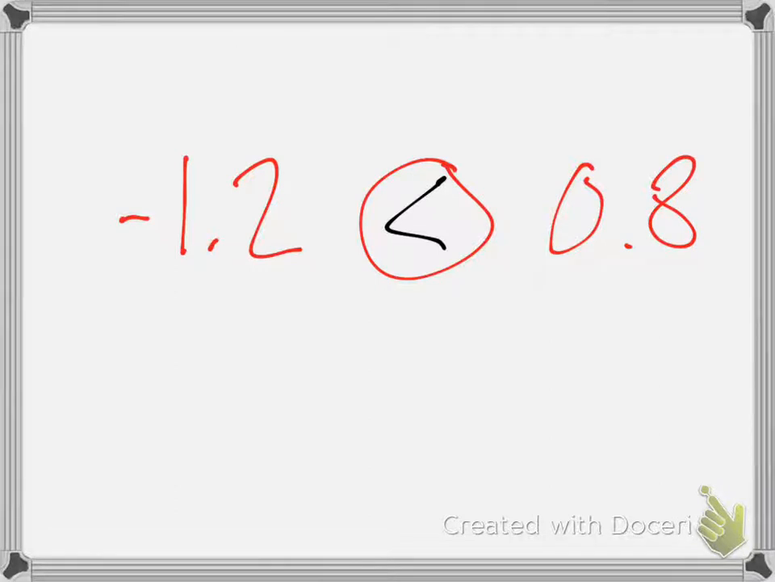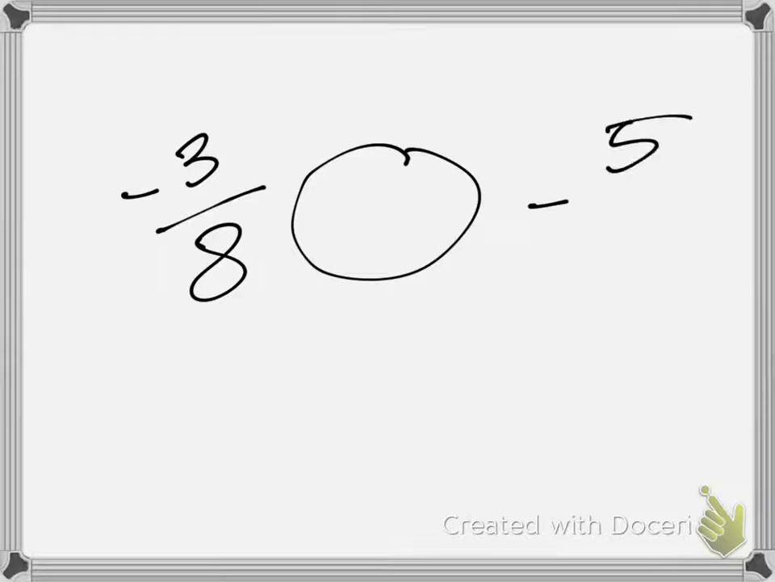What about one like this? -3/8 and -5/16. So, how can we do this? How can we do it, Leanne? What do we need to do first? We can't compare these yet. They're really hard to compare. What can we do first? Chase.